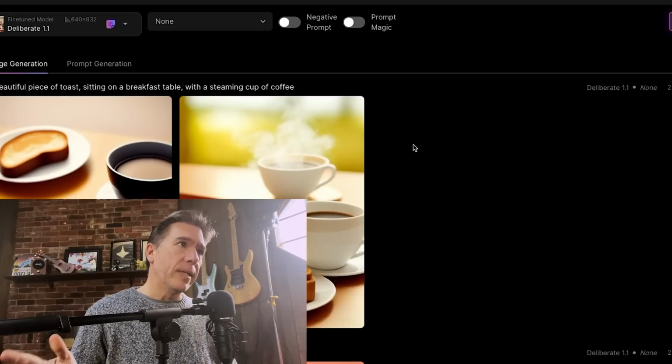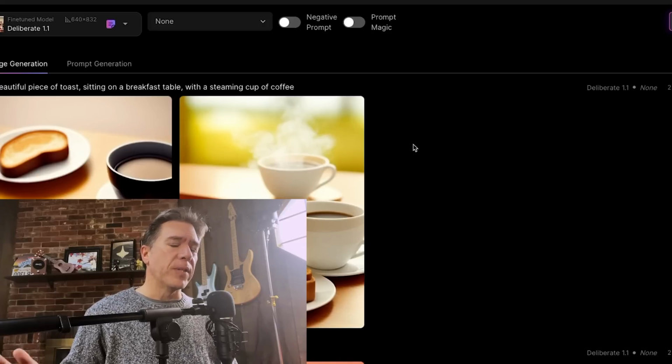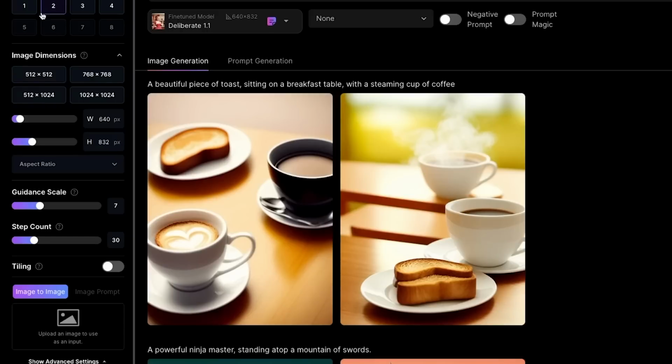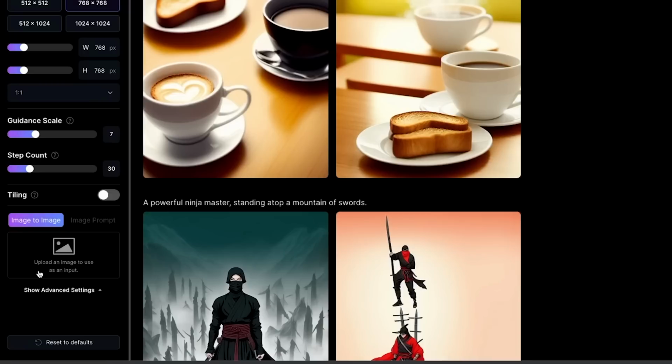So while free, Leonardo does limit the amount of tokens that you have per day. I think it started at around 250 with one image costing a token, roughly. There are some other features that cost more tokens, but we'll get into that in a minute or two. Your options along the side are the number of images that you want to generate, the image dimensions, which I do believe as you boost it up, yes, indeed, costs you more tokens. The guidance scale, step count, tiling, finally uploading an image, basically image to image.